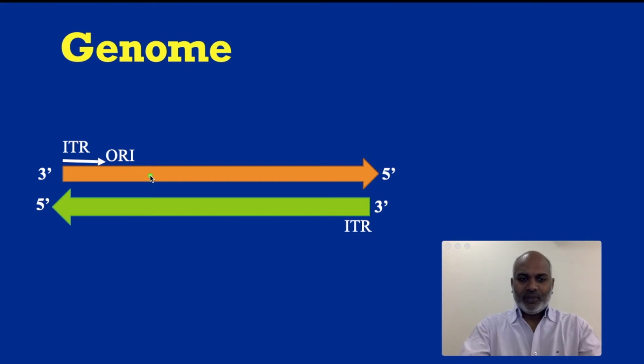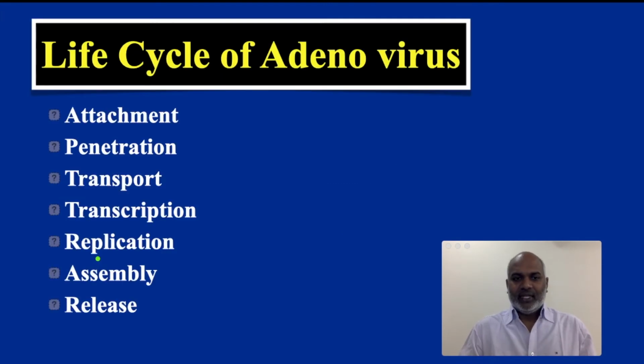And towards the 5 prime end, you have the terminal protein. This terminal protein will be acting as a primer for the initiation of replication. We all know that the length of this double-stranded DNA molecule is roughly 32 to 38 kilo base pairs.